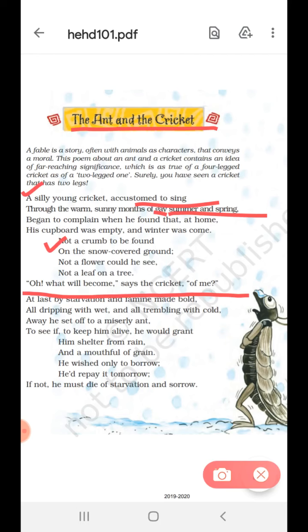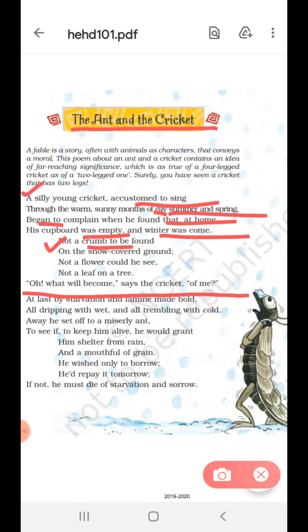But later on, he began to complain when he found that at his home, his cupboard was empty and winter was come. Now the winter has come, and when he couldn't find anything to eat, he opened his cupboard to get something to eat, which was empty. So he started complaining about it. Clear? He opened the cupboard and found it empty. There was not even a small piece of crumb to be found. Crumb means pieces of bread. He could not find even a small crumb because he had not saved any food.